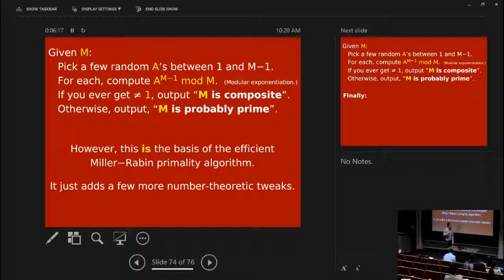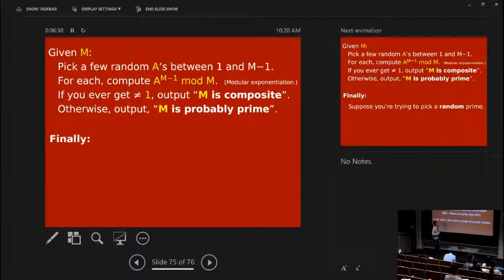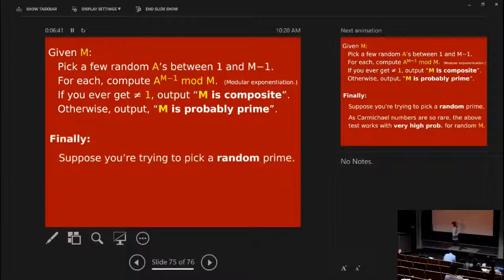And in fact, this is the basis of the Miller-Rabin randomized primality test I told you about. It does this, and it does a few more extra number theoretic steps that fix the Carmichael number problem. It's a little too complicated to explain. It would maybe take an hour, so we're not going to do it. But this is the idea behind it. And let me just add one more thing.